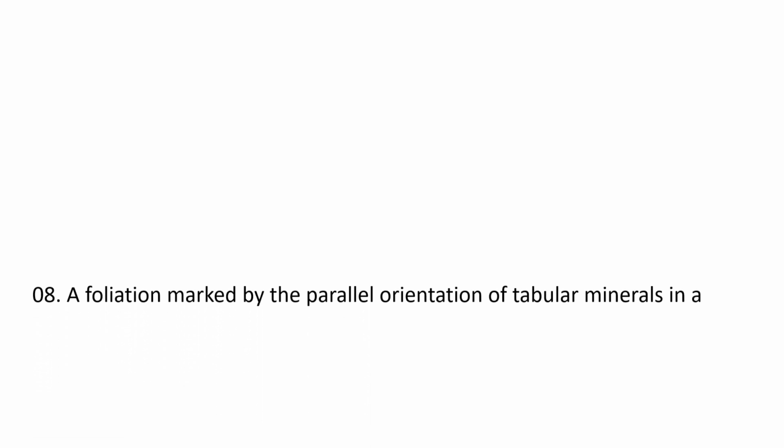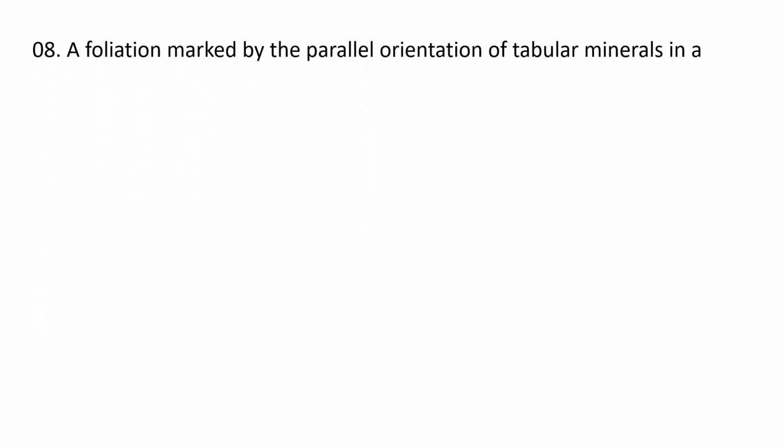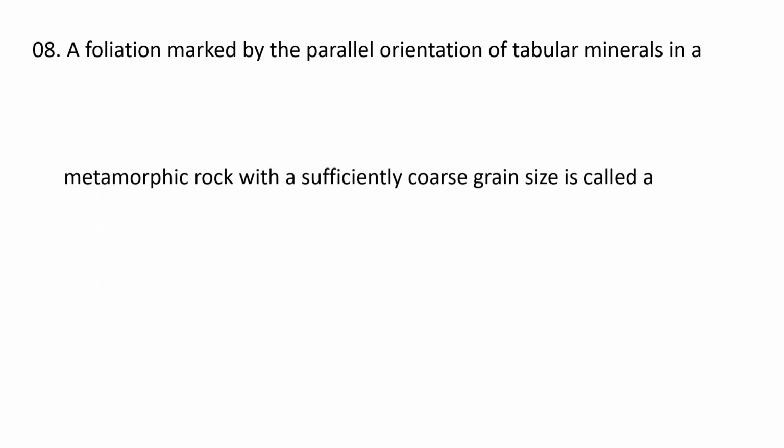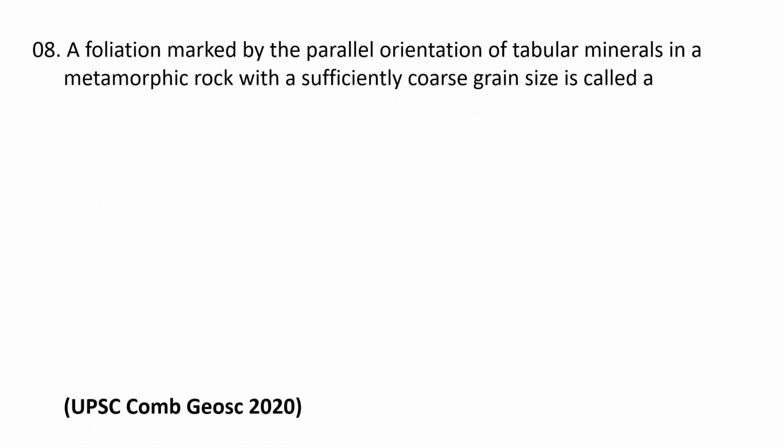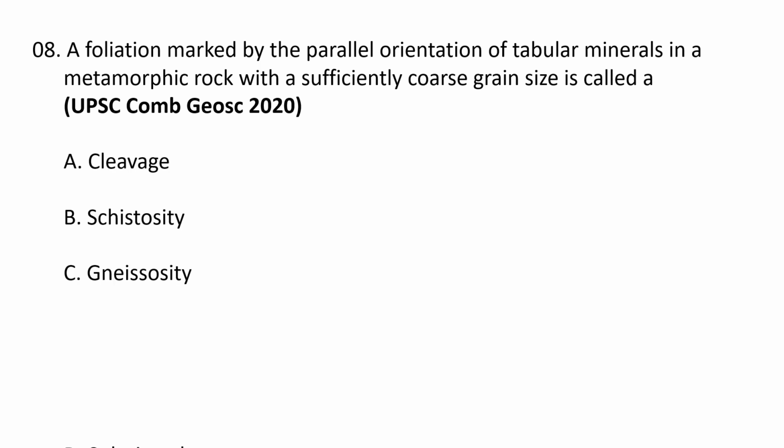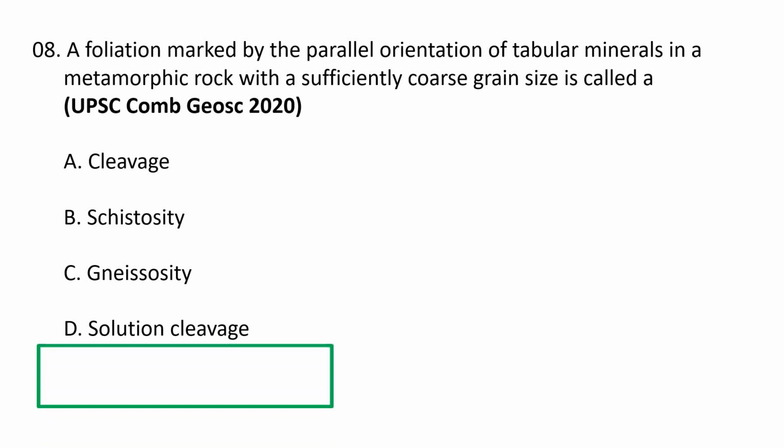Next question. A foliation may be marked by the parallel orientation of the tabular minerals in a metamorphic rock with a sufficiently coarser grain size is called A. Cleavage, B. Schistosity, C. Gneissosity, D. Solution cleavage. That means a foliation marked by parallel orientation of the tabular minerals in a metamorphic rock which are sufficiently coarse in grain size is called schistosity.